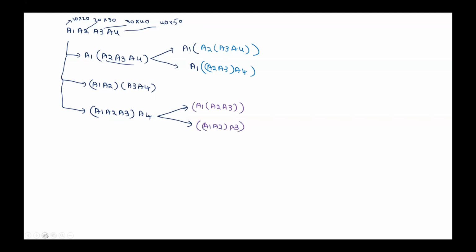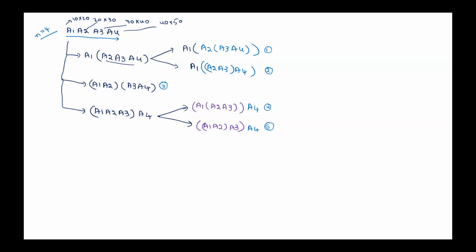Is this correct? Yeah, correct, sir. This we can multiply with A4. So now if we are given four matrices, a chain where n equal to 4, how many different ways can we parenthesize? 5 different ways.